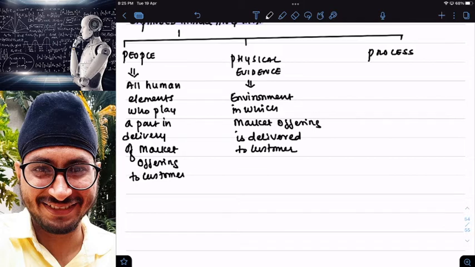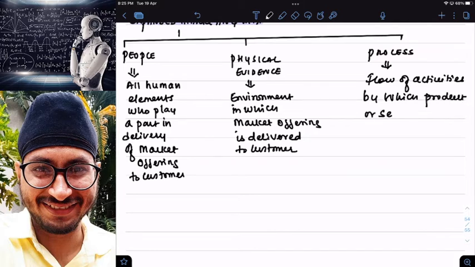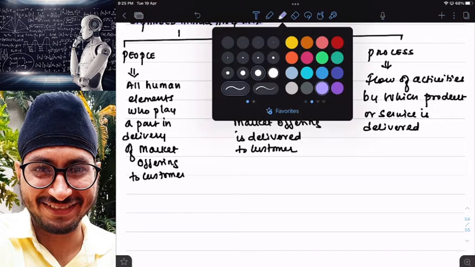Then we have process. Process means flow of activities by which a product or service is delivered. How am I delivering? What are the steps in delivering a product or a service to the customer is called what? Process. So this is people, physical evidence and process.